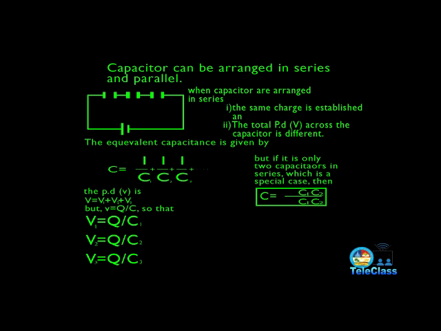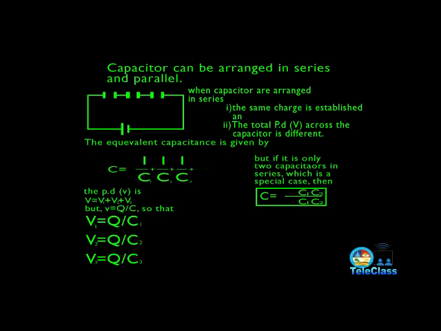All right, now for a special case, if the capacitors arranged in series are just two, then you can use this other formula to get the effective capacitance, which is C equal to the product of the capacitors over the sum of the capacitors. So in case there are two, C will be C1 C2 all over C1 plus C2. That's for a special case like that.